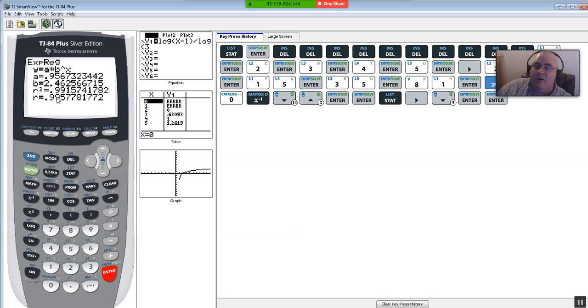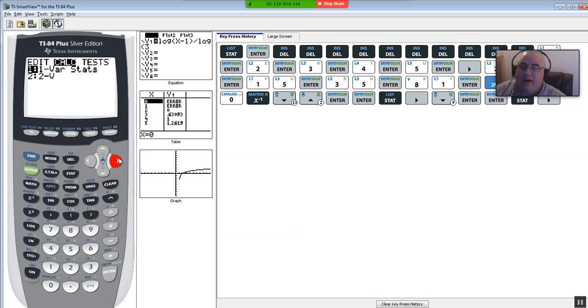Now, the closer that R is to 1, the better the model is, or -1. The R squared is just positive, so the closer the R squared is equal to 1, the better. If I want to see a logarithmic model, if I do stat, go to calc, and I'm going to do an up arrow, see if I can find it faster. I want to choose a natural log right here. And then press enter.